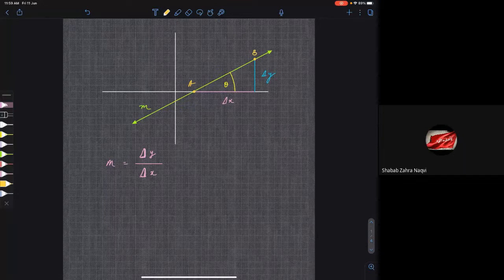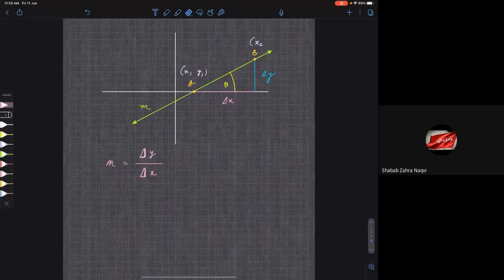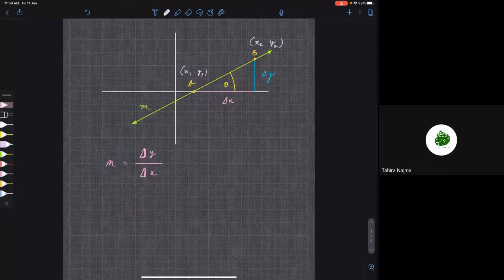For example, if A is x1, y1 and B is x2, y2, what will be the value of delta y? It will be y2 minus y1. And delta x will be x2 minus x1. Clear? Now, can you see in the diagram where delta x and delta y are?